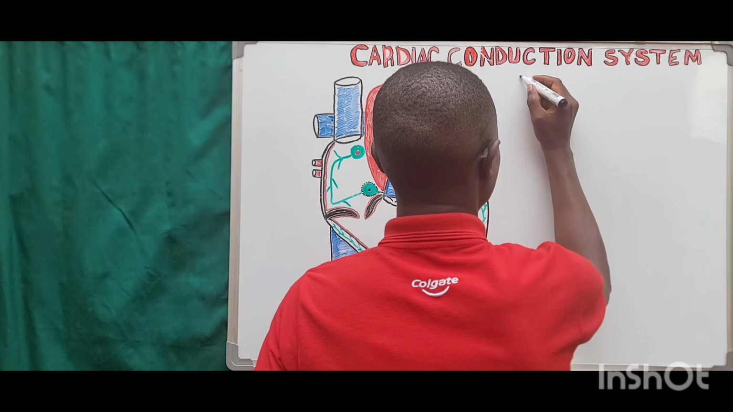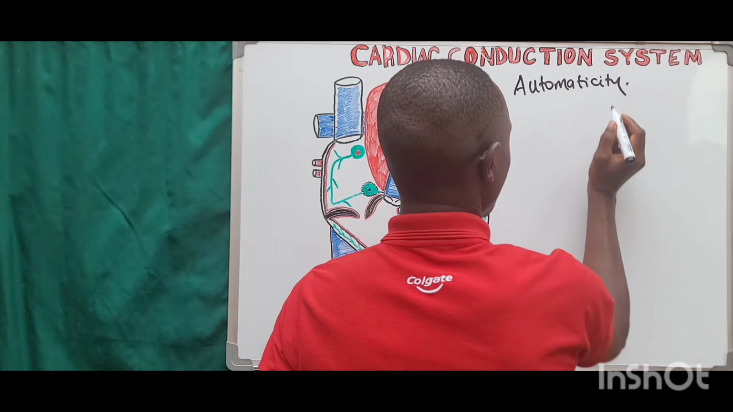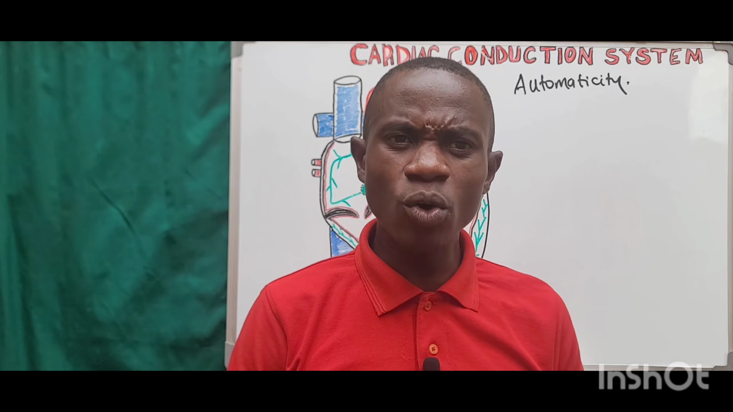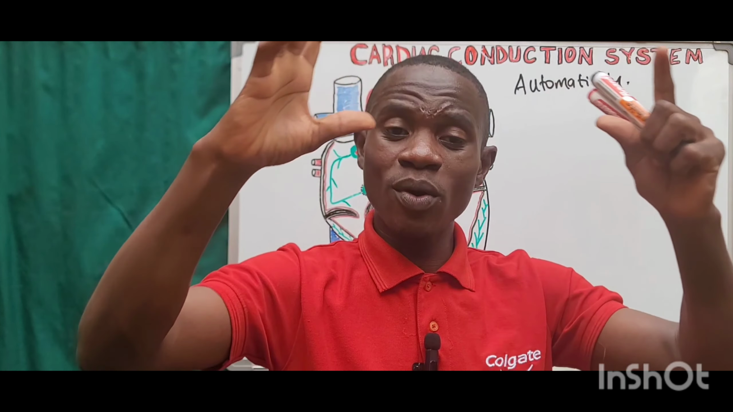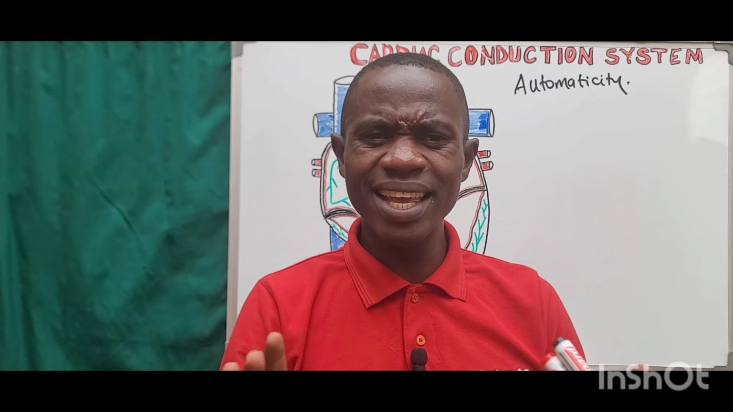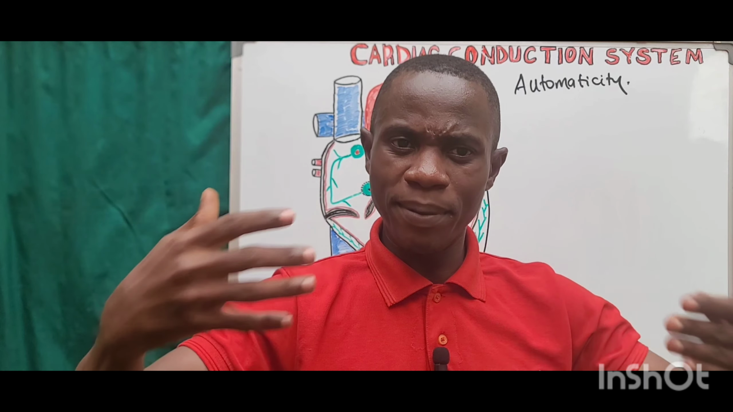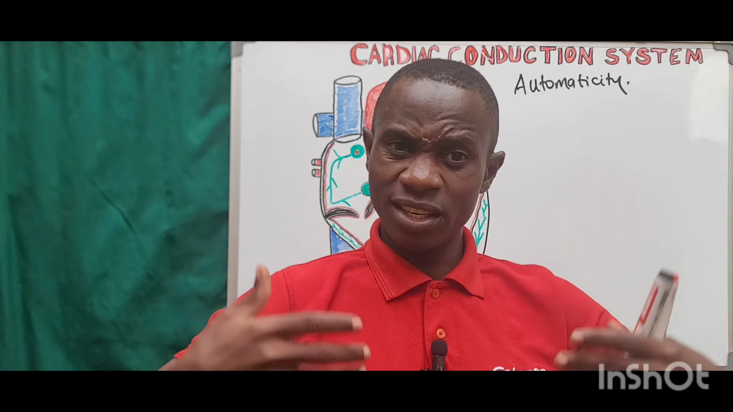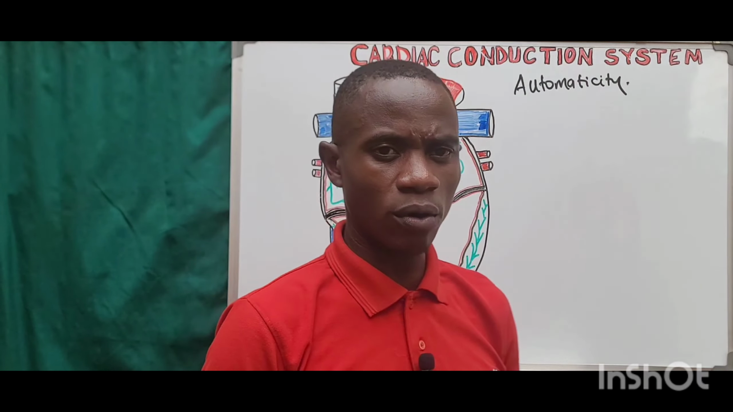We need to first understand what automaticity is. Automaticity is the intrinsic ability of the heart, on its own, to spontaneously depolarize, sending action potentials throughout the entire myocardium to cause the heart muscles to contract, on its own without any external influence, like for example the effect of the nervous system. It is that intrinsic ability to spontaneously depolarize, sending action potentials that move across the entire heart muscle to cause it to contract. That is the principle we call automaticity.